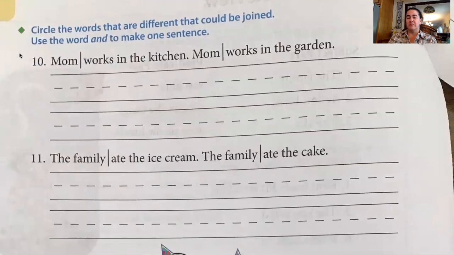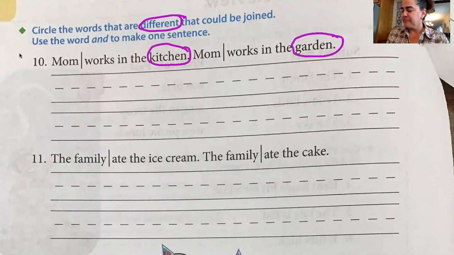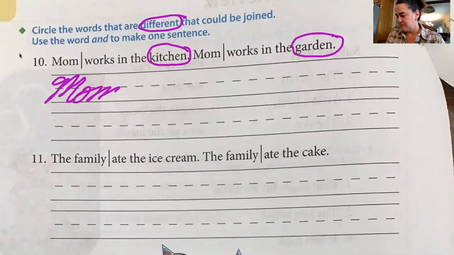Remember, this is our review. We should be pretty good at these by now. Circle the words that are different that could be joined. So circle the word different, so we remember to look for those. And use the word and to make one sentence. So, Mom works in the kitchen. Mom works in the garden. Our different words there are what, Trinity? Kitchen, garden. So our new sentence would be what, Joshua? Mom works in the kitchen and the garden.